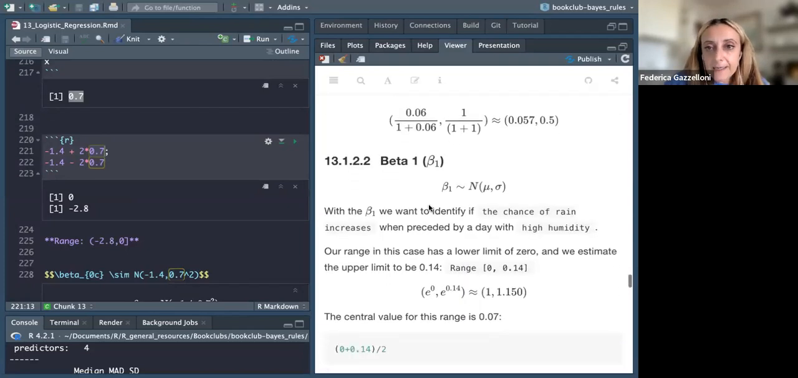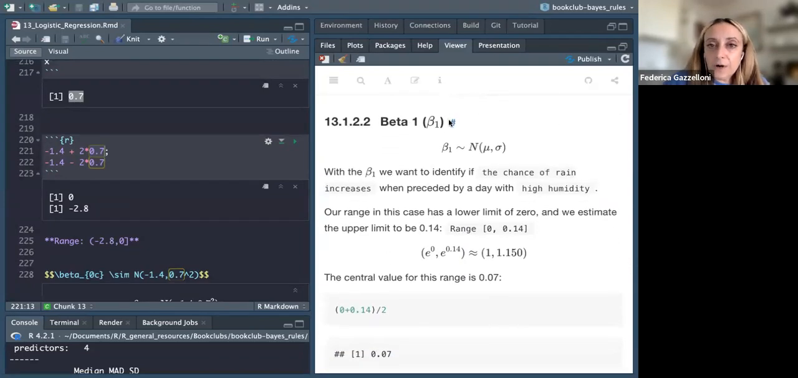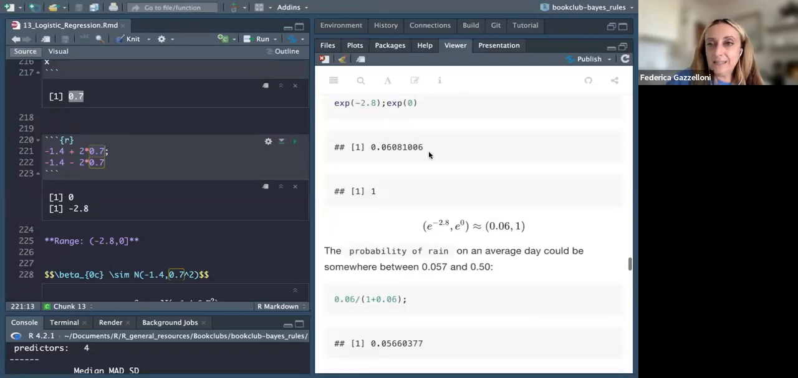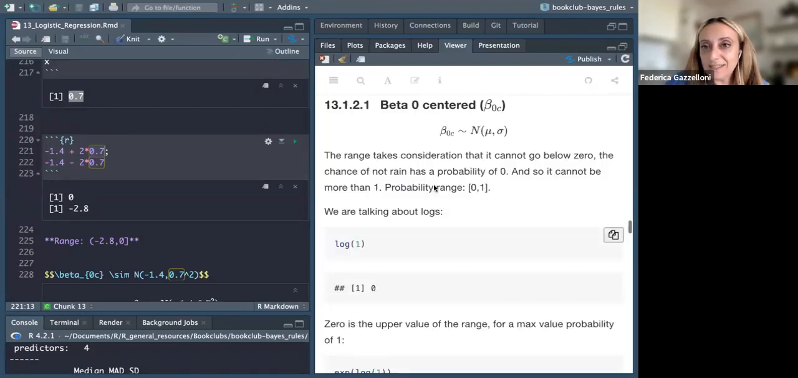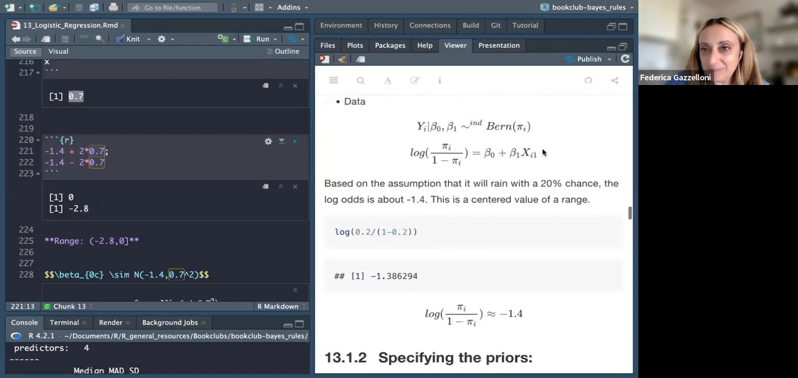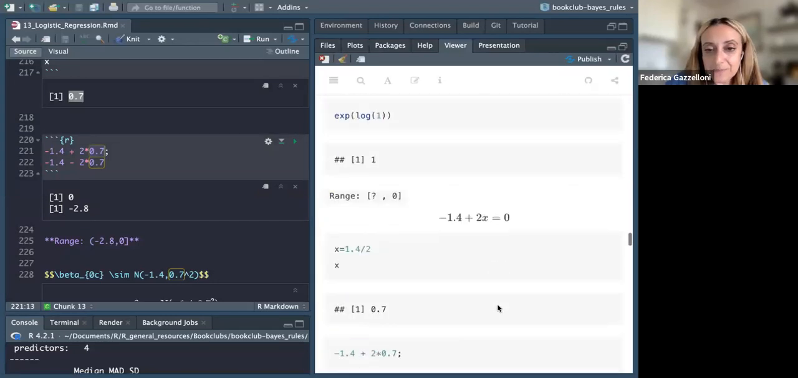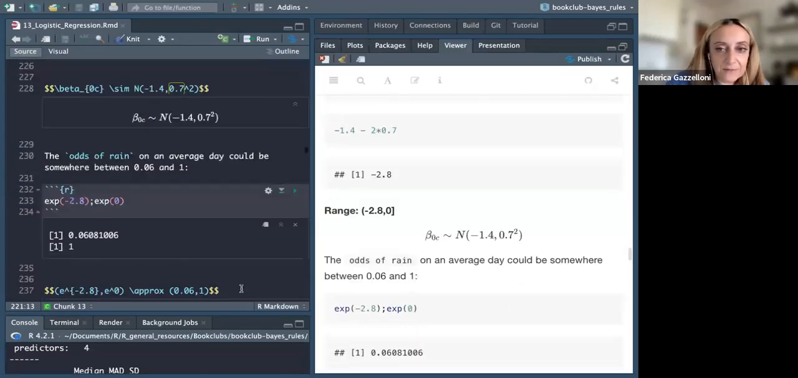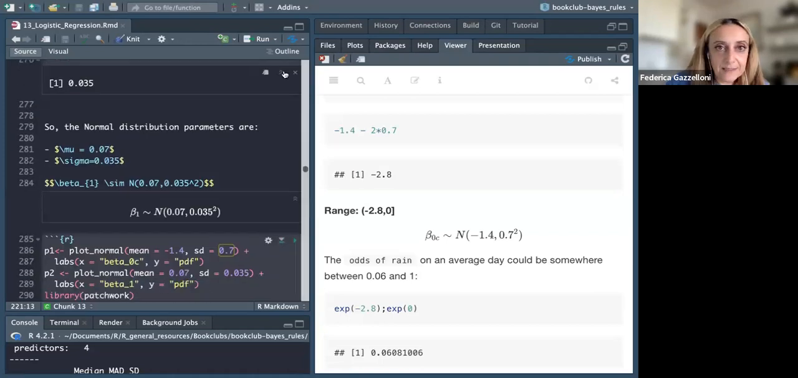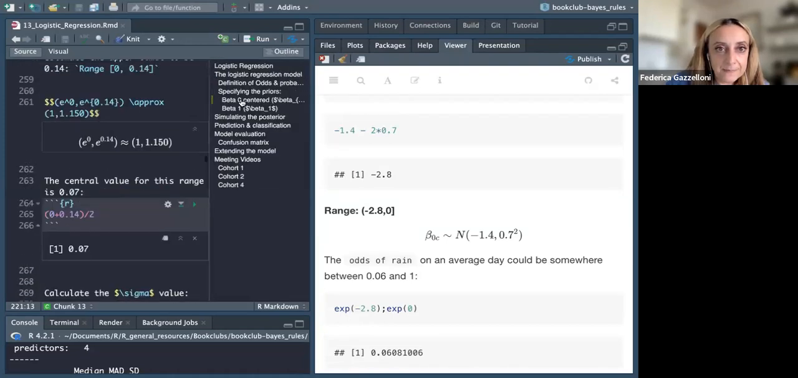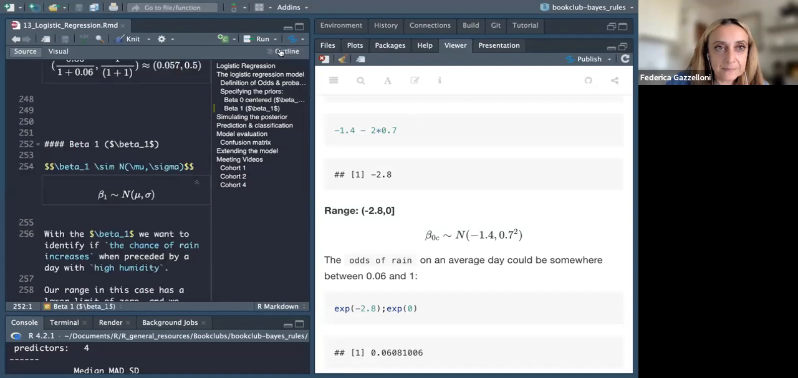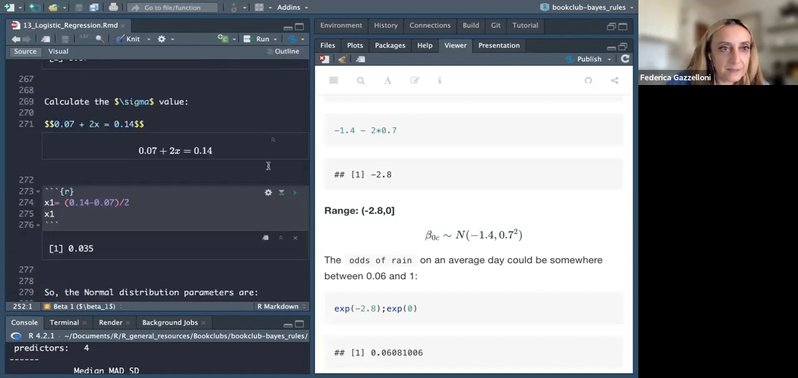Okay. Then we go on to beta one. Beta one is the coefficient of our predictor. So the coefficient of our predictor is beta 1.